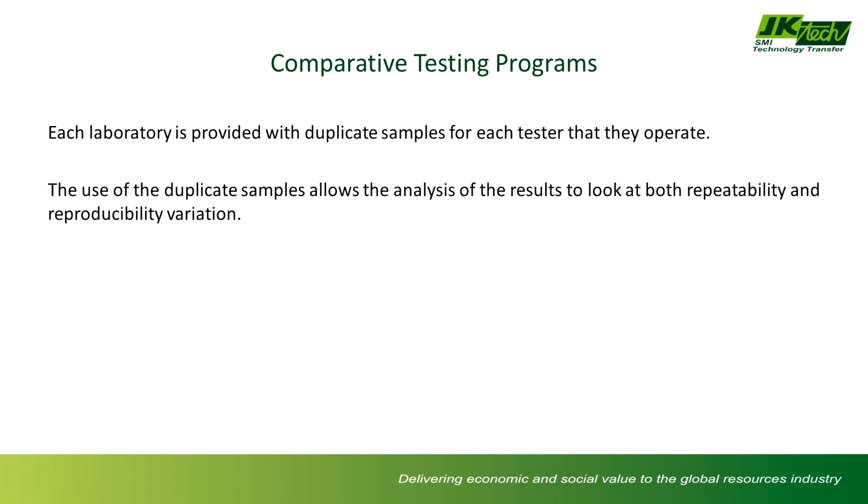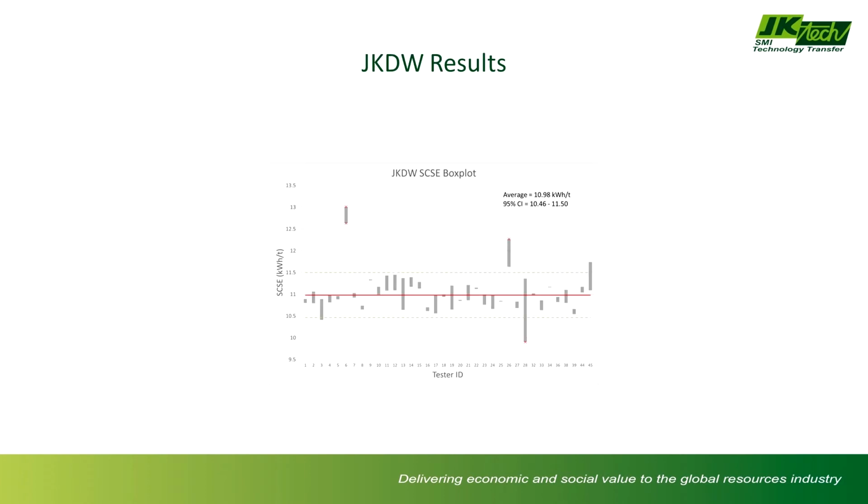So here's what we got for our JK drop weight results. Along the bottom, each bar is a single tester. Some labs have more than one tester, so they got a couple of sets of duplicate results. What we would hope for is nice little short bars like that, where a lab gets their two answers very close together. We get other labs where their two answers, the actual values, are the top and the bottom of those bars. So very big bars mean a lot of difference between those duplicate results.